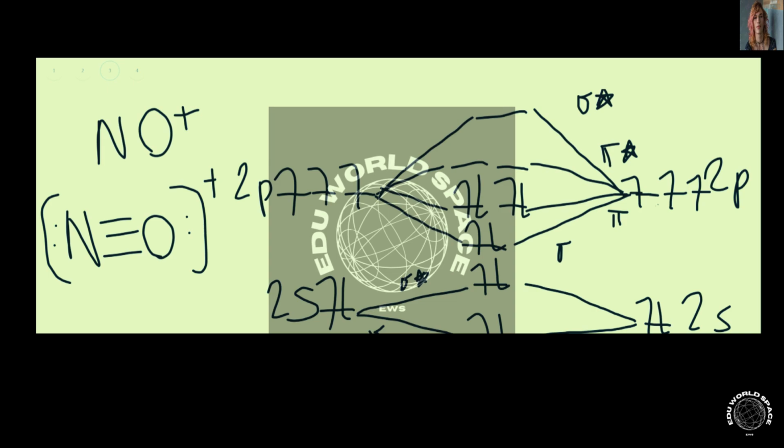So 8 minus 2 gives us 6, divided by 2 is 3. So the bond order predicted by the molecular orbital diagram is 3, which is in agreement with our Lewis structure, which has a triple bond.